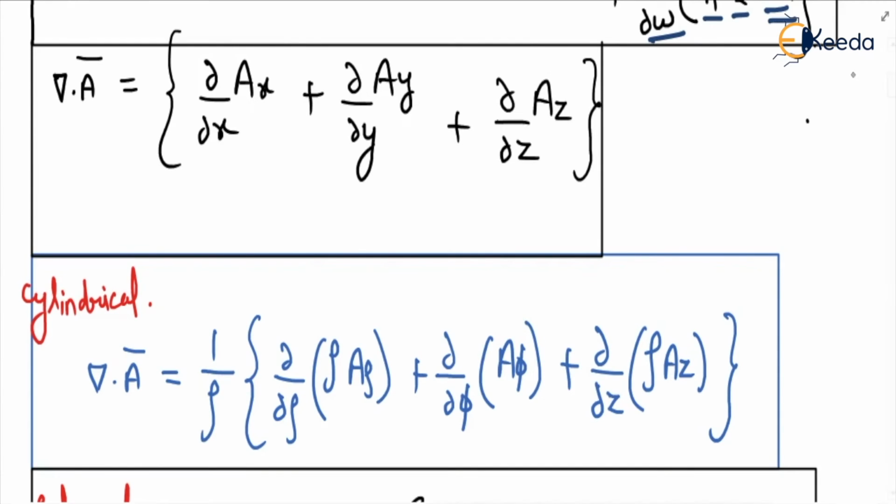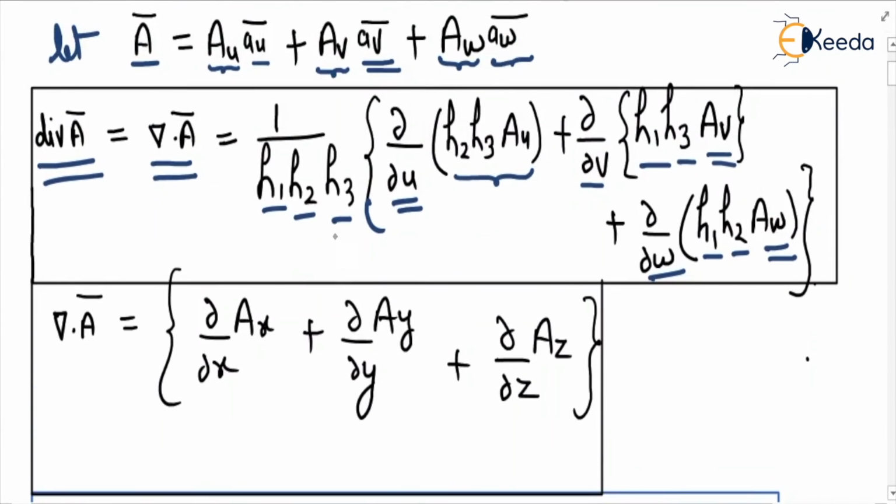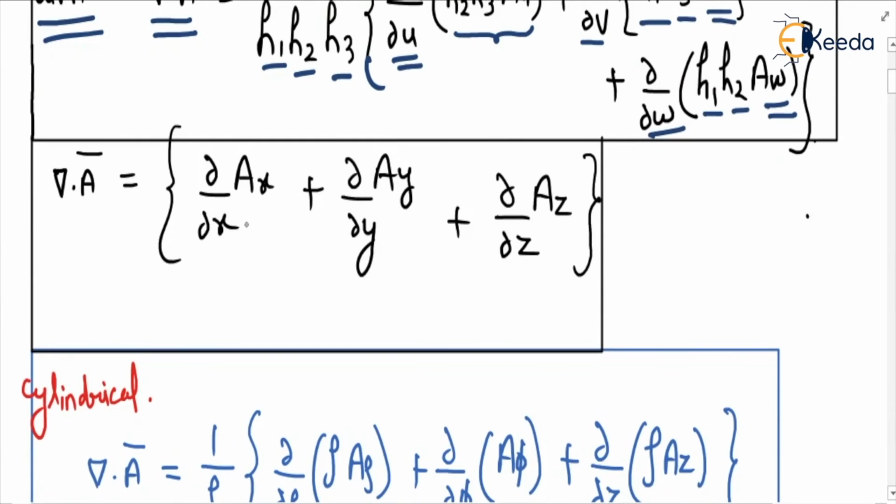So let me define the formula of divergence in the Cartesian coordinate system. All values h1, h2, h3 will be 1, 1, 1. In place of u, we put x, in place of v, we put y, and in place of w, we put z. So the formula is del over del x of Ax plus del over del y of Ay plus del over del z of Az. This is the formula of divergence in the Cartesian coordinate system.